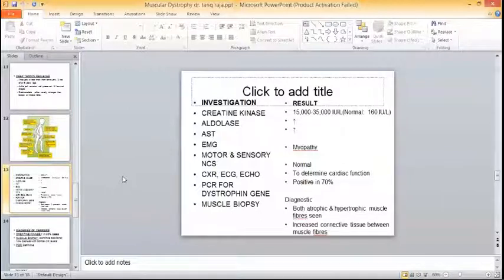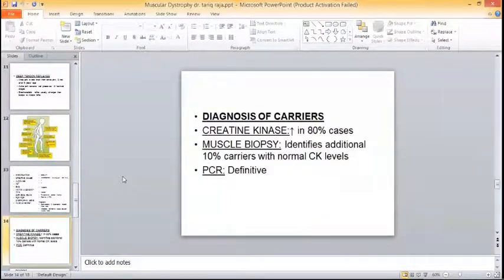What would be the findings in muscle biopsy? Atrophic and hypertrophic muscle fibers may be seen, and increased connective tissue, as I discussed. The muscles are invaded by fat, and there will be increased proliferation of collagen. So there is increased connective tissue between muscle fibers, and both hypertrophic or atrophic pictures can be seen, depending on the stage of the disease.